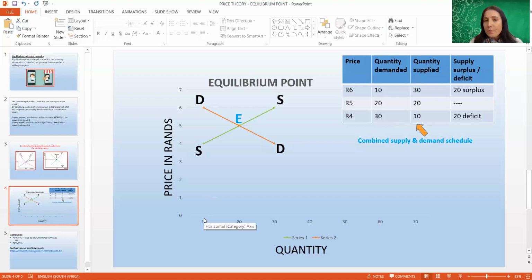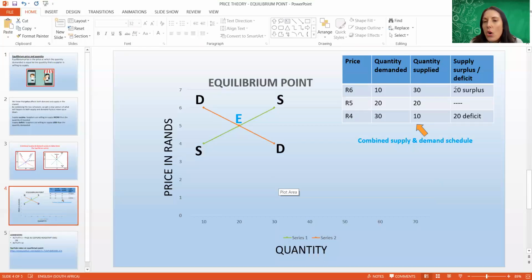Okay, so now if you've drawn the two curves, where they intersect, that is our equilibrium point. So what is our equilibrium point in this case with our Twiggles chips? We can see that it's 20 packets of chips at 5 Rand. So then we do not have any surplus or deficit in the market. The quantity demanded is exactly at that point the same as the quantity supplied.